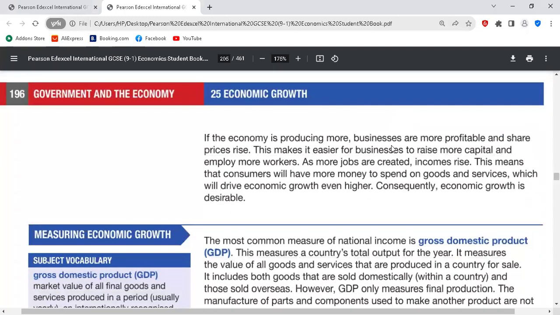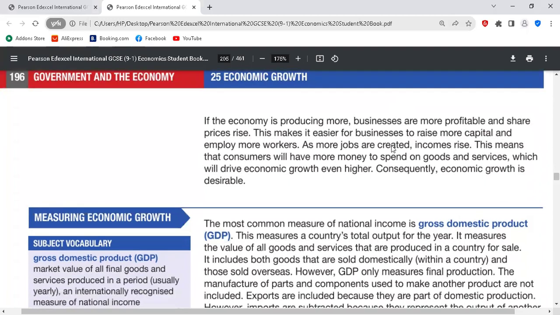So if the economy is producing more, businesses are more profitable and share prices rise. This makes it easier for businesses to raise more capital and employ more workers. As more jobs are created, income rises. This means that consumers will have more money to spend on goods and services, which will drive economic growth even higher. Consequently, economic growth is desirable.